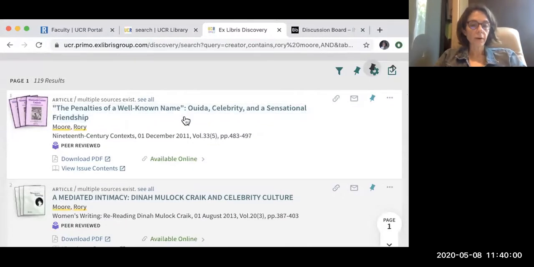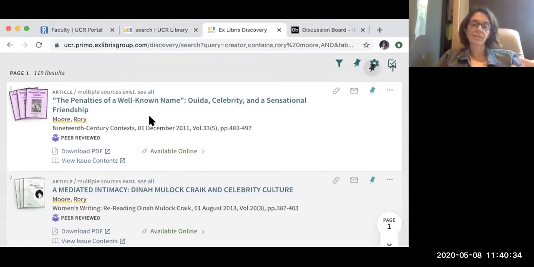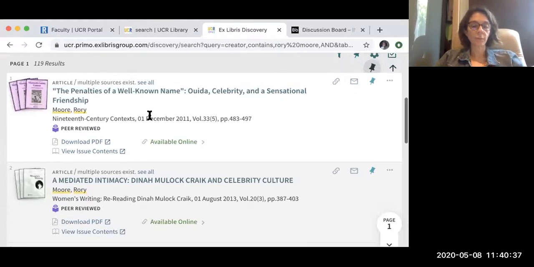All right, so I just went in and pulled a couple articles that I've written previously, and here's a title I wrote for literary criticism. The first half of the title is in quotes because it is not my title initially. It's actually used by another author in the past, so I put it in quotes to credit somebody else, right? So the penalties of a well-known name. So there's the topic, right? And then I give more details: Lita's celebrity and a sensational friendship, so that you have more of a sense of what the article is about.